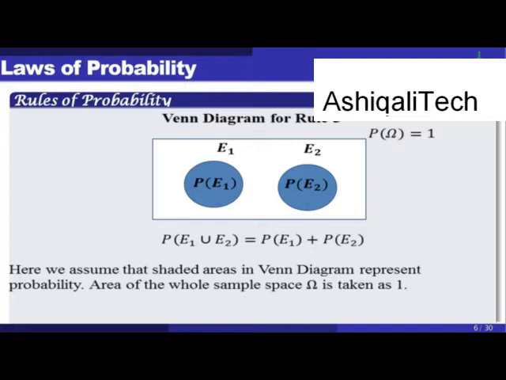Here we assume that the shaded area in the Venn diagram represents the probability. So area of the whole sample space is taken as 1 and the area of probability of E1 will be a fraction of 1. Similarly, the area of probability of E2 will be another fraction of 1.